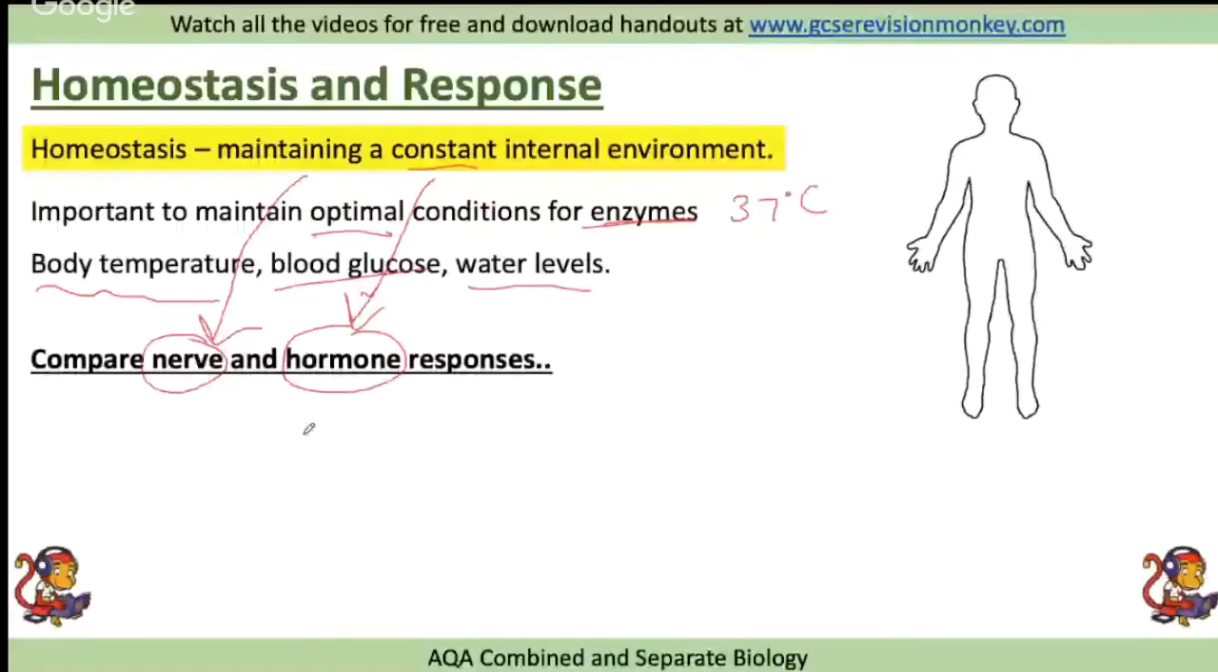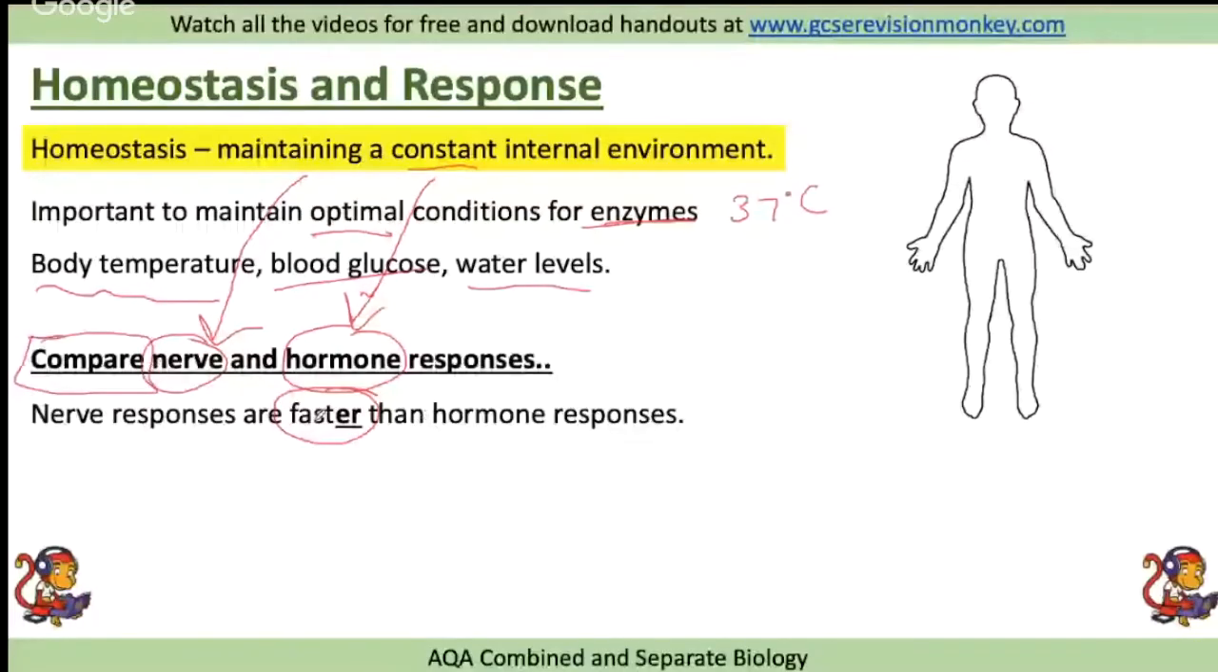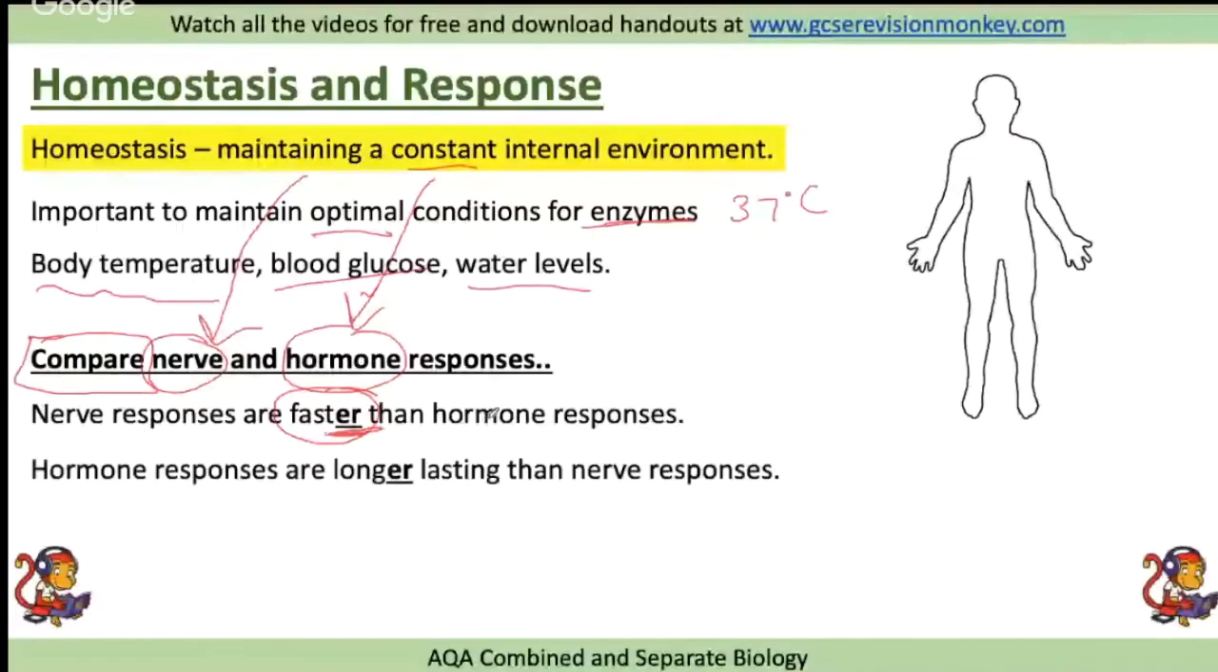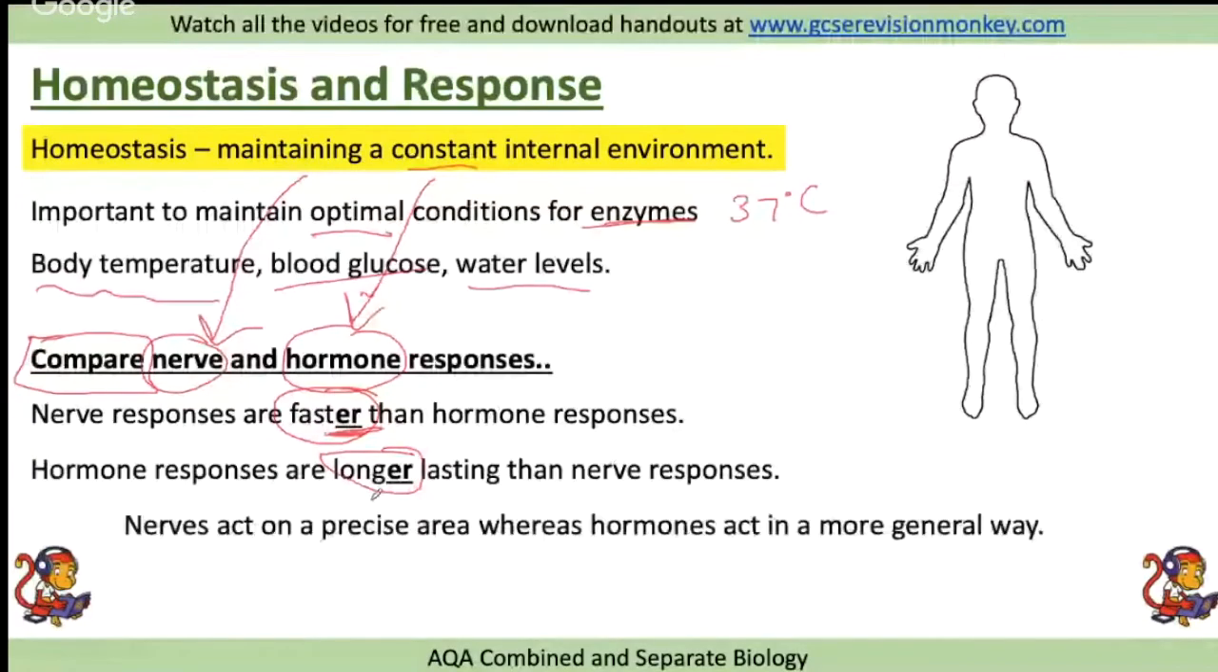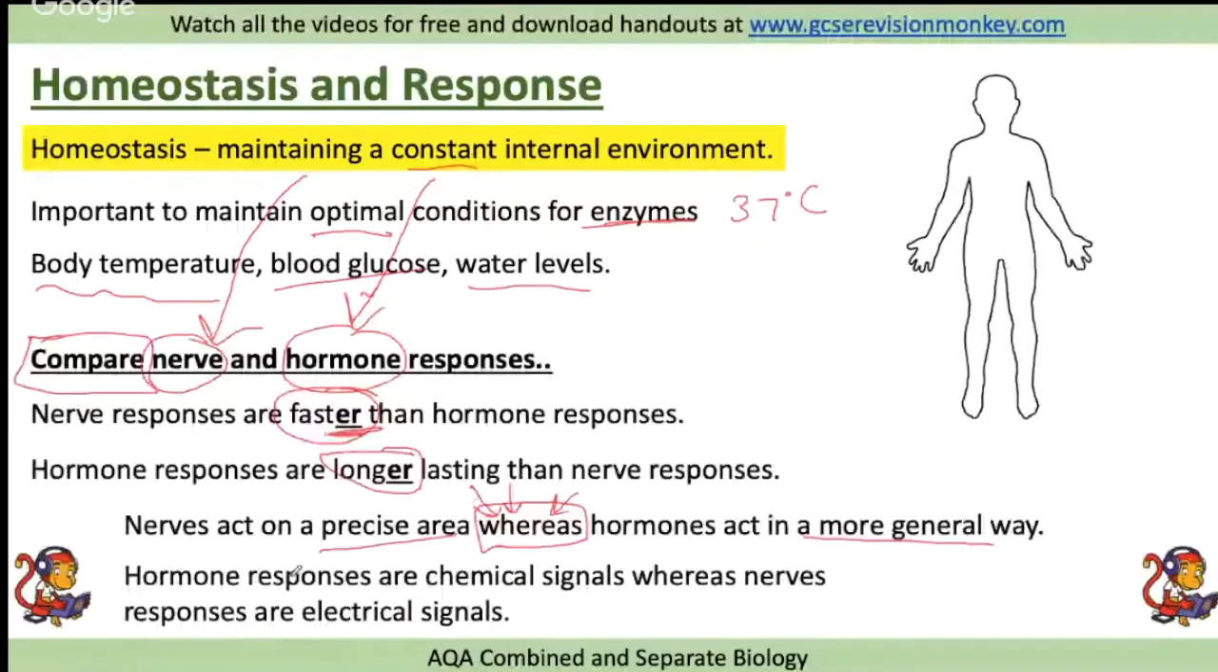Nerve responses are faster than hormone responses. If you're asked to compare, you must use comparative words. You can't just say nerve responses are fast. You have to make sure you're comparing it to hormones. Hormone responses are longer lasting than nerve responses. Nerves act on a precise area, whereas hormones act in a more general way. If you can't use a comparative word, use the word whereas to link your sentence. And this one, hormone responses are chemical signals, whereas nerves are electrical signals. So a common question asking you to compare nerve and hormone responses.